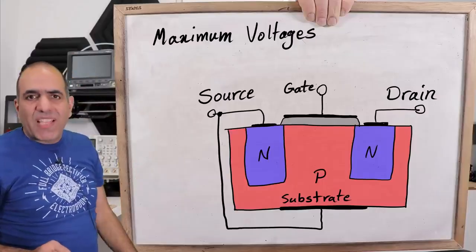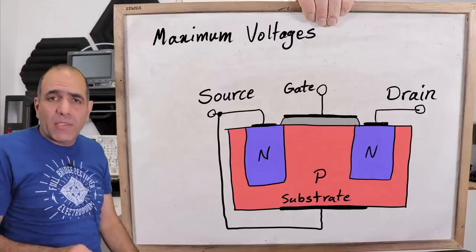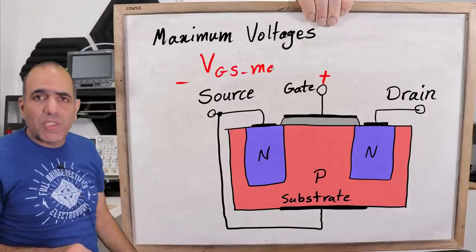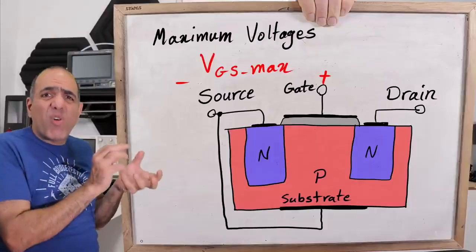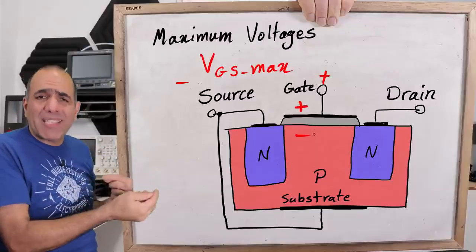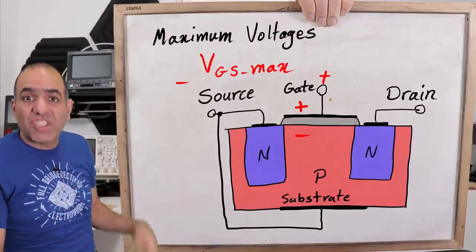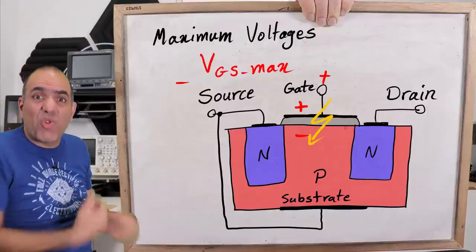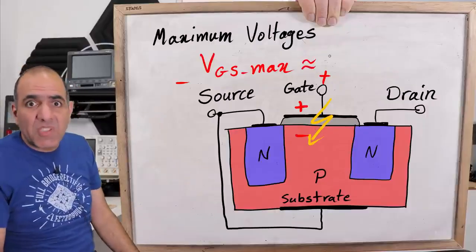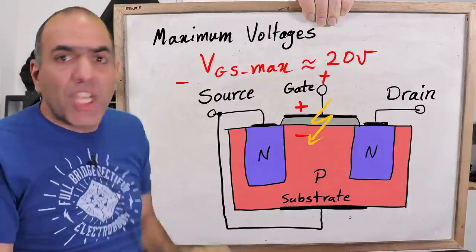So MOSFETs have maximum voltage ratings. One of them is the gate source max voltage, which is basically when the over voltage across the tiny gate capacitor's glass dielectric cracks and breaks it down, ruining the transistor. That's typically around 20 volts, but check the datasheet.